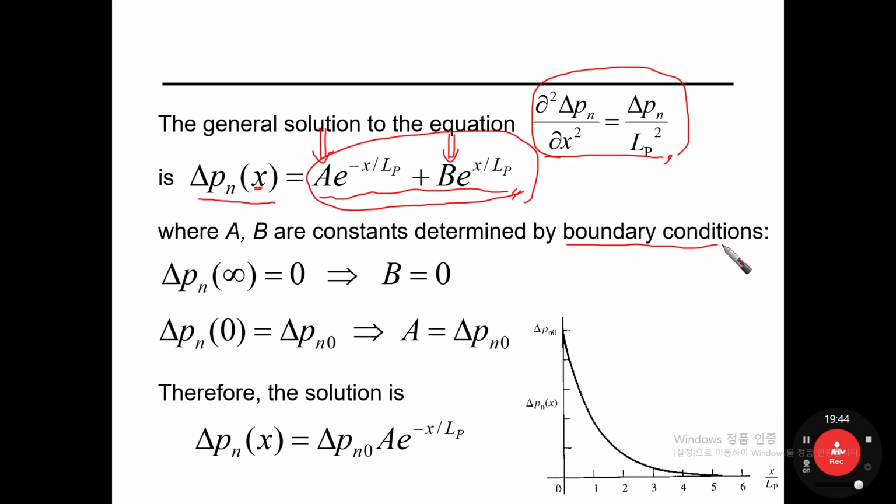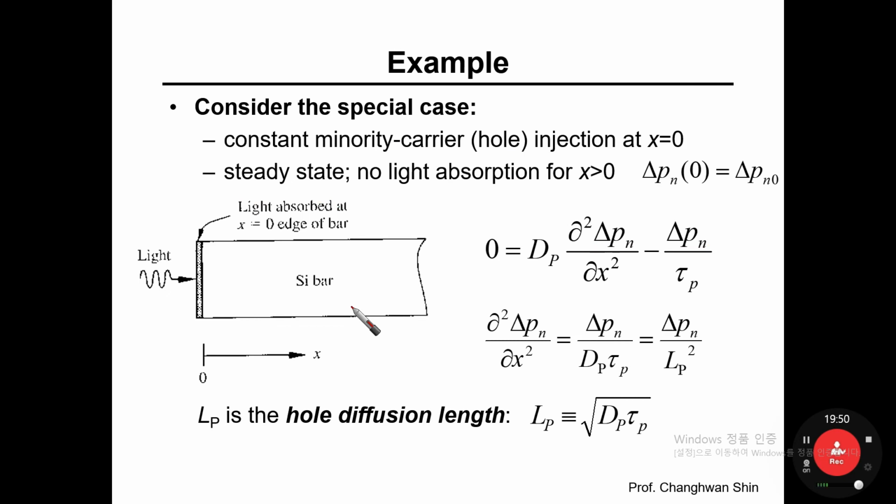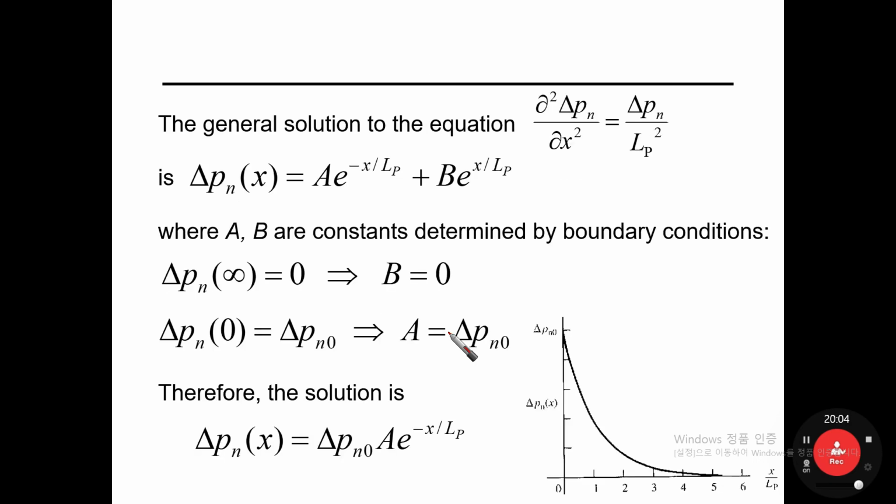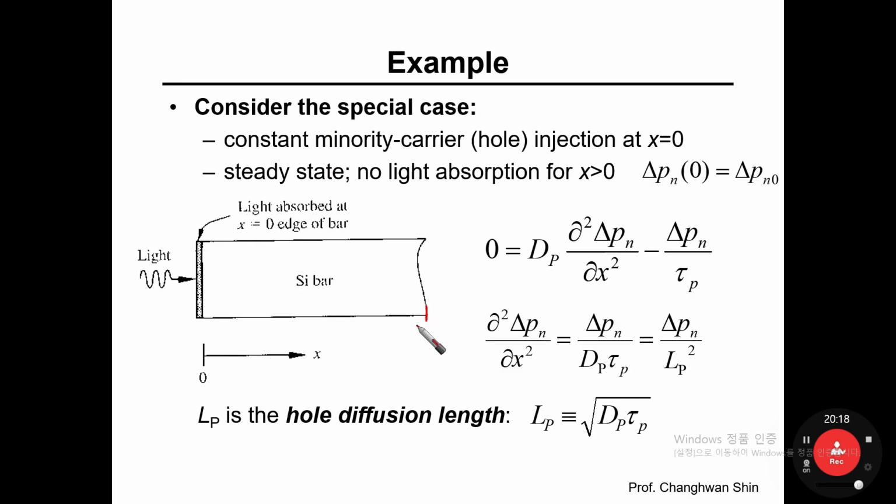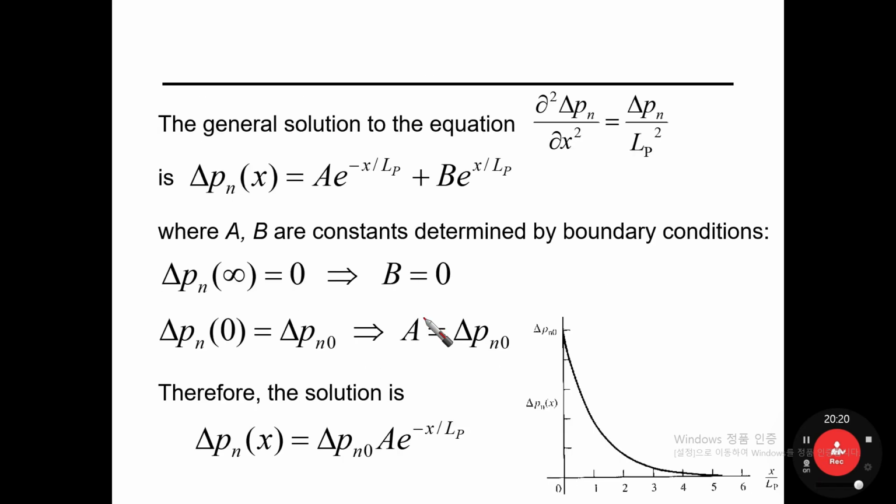Yes, we should have the boundary conditions. So in this specific example, what is a boundary condition? Boundary means edge, right? So x of 0 here and maybe infinity here. Those two boundaries would give us some hint to get the values of A and B. So now, at x of infinity, what is the value of delta p_n?